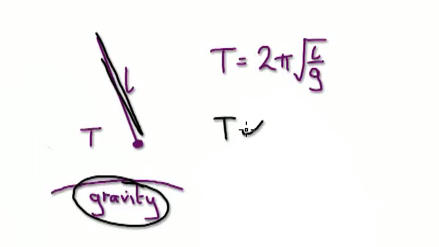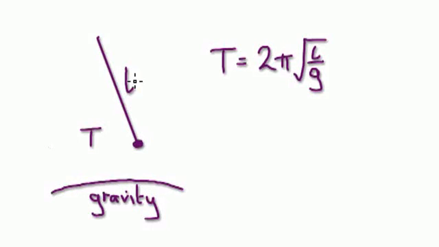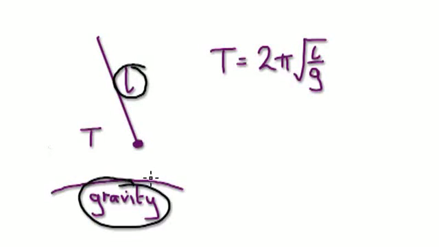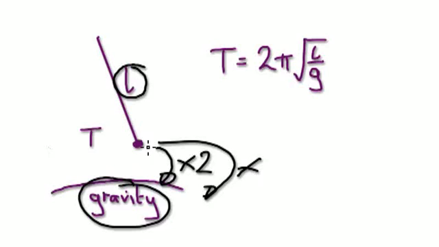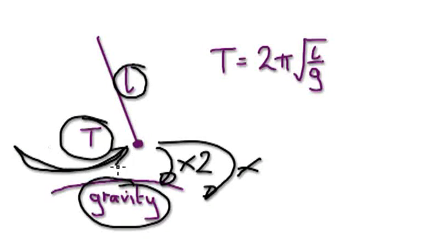we came to the conclusion that the time it takes to do one swing is proportional to the square root of the length of the string. Now, in this video, we're going to keep the length the same, but we're going to vary gravity. So what would happen if gravity were to double or were to be multiplied by 3? What effect would that have on the time it takes to make one swing?